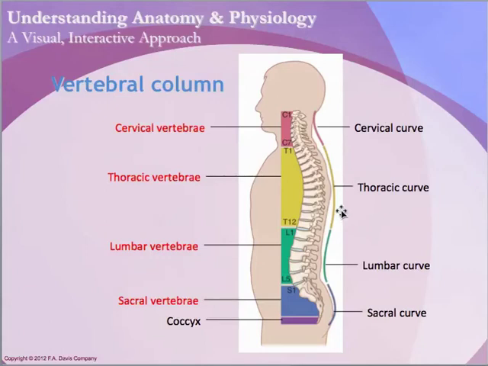There's also normal curvature of the spine. We have a cervical curve, thoracic curve, lumbar curve, and the sacral curve. And this is a very normal curvature. Your book does show you some examples of abnormal curvatures, and probably in school, most of us were actually tested for scoliosis, where you had to bend over and they felt your back to make sure that it didn't have an abnormal curve, and that it just had these normal curves.